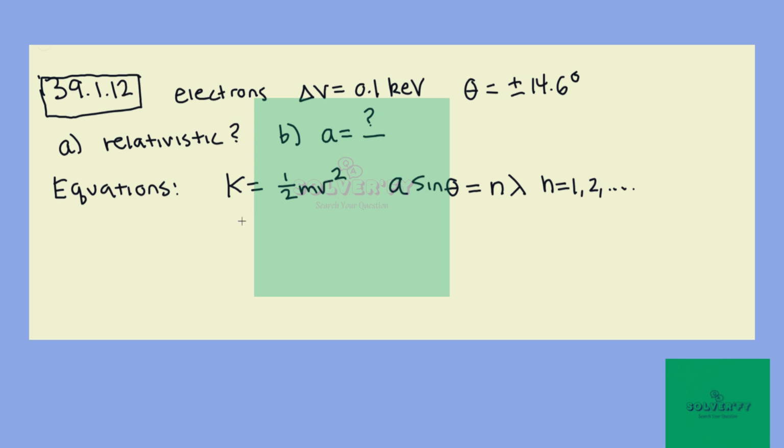We will also need the equation to obtain the wavelength of our particles, which is h over p, and can also be expressed as h over mv. And that should be everything we need. So let's jump into it.